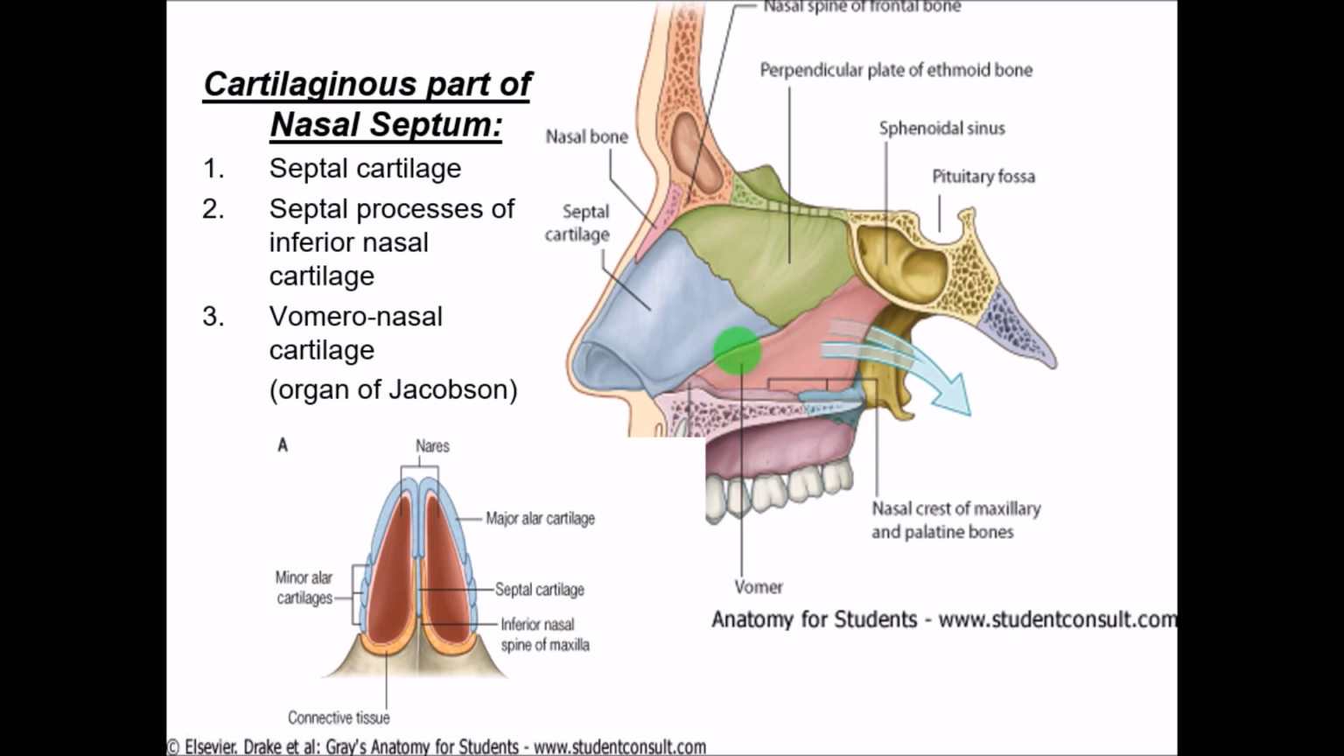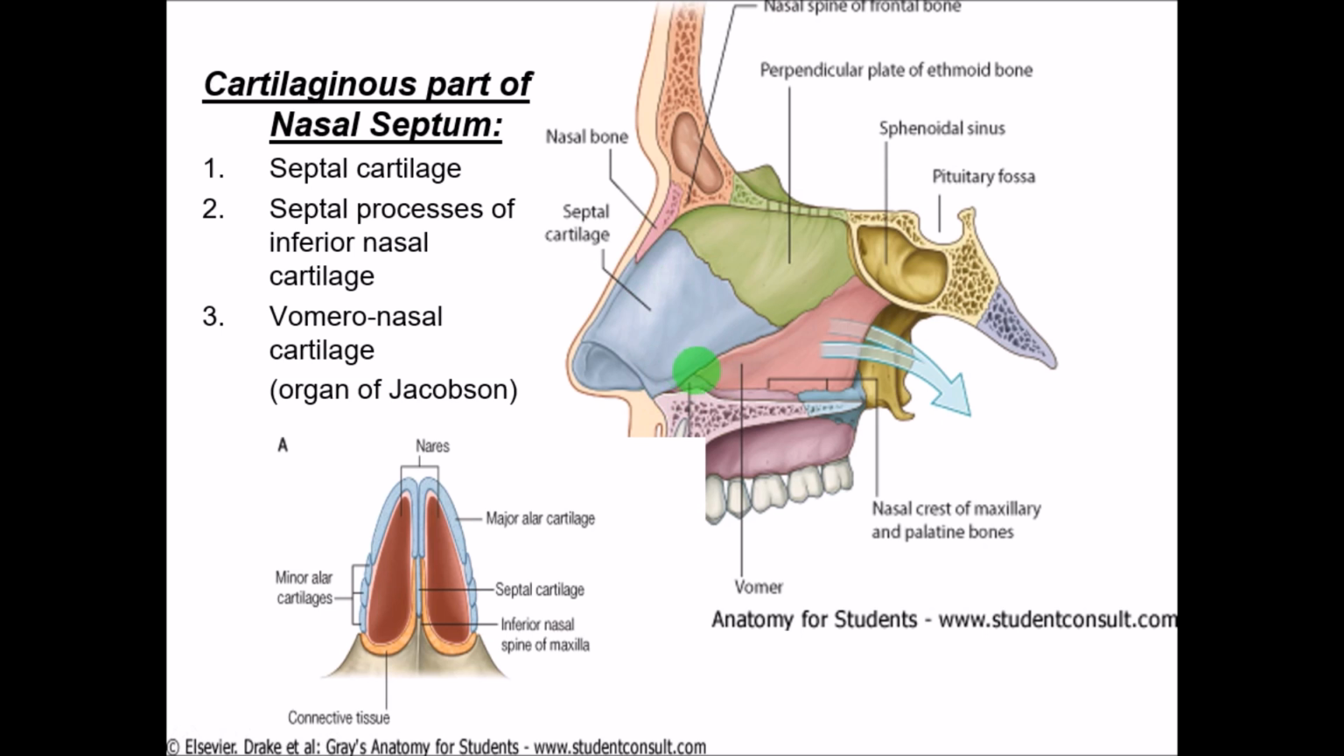Which will be mainly for the olfaction. So this will be the contribution from the nasal cartilages, mainly the septal cartilage, then the septal process of the inferior nasal cartilage. Okay, small part, and here there will be a small vomeronasal cartilage, which is also called the organ of Jacobson, which will be forming the cartilaginous part.